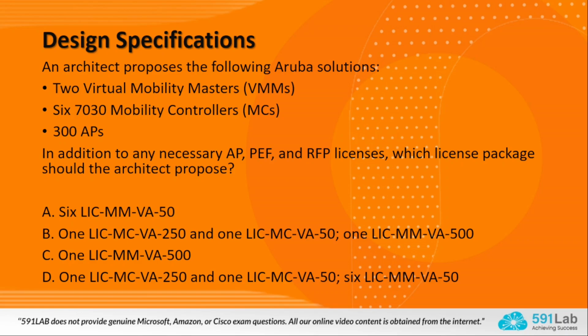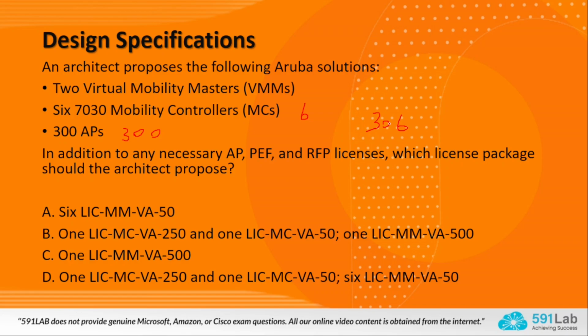Okay, now we need to understand the license management in Mobility Master based architecture. Here the Mobility Masters are used and they need to have licenses for managed devices. Managed devices include the 300 access points, so these are managed devices. And we have 6 7030 mobility controllers, so there are 6 more managed devices. Total 306 managed devices are here. So Mobility Master should support these 306 managed devices.